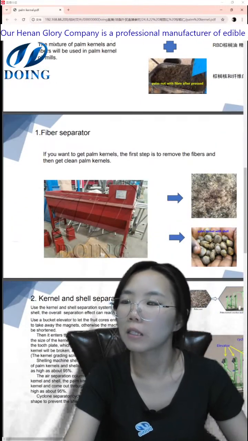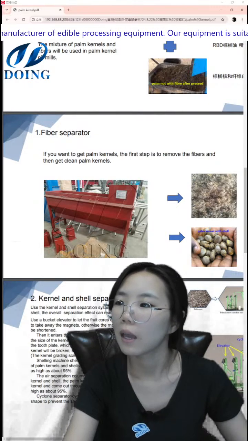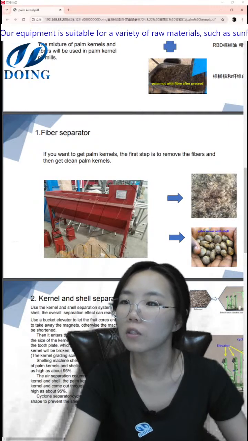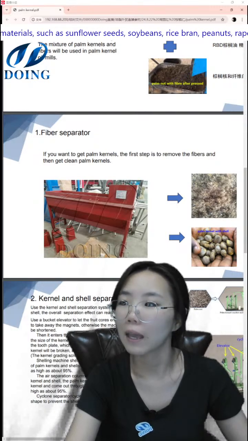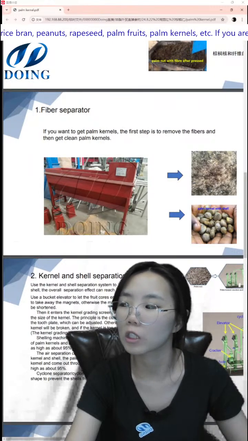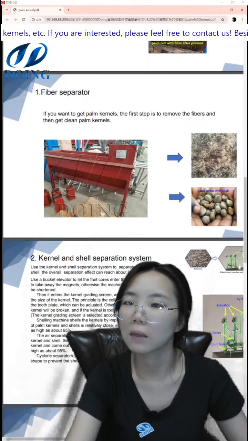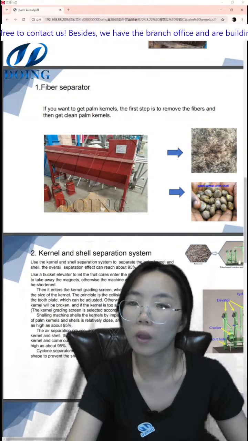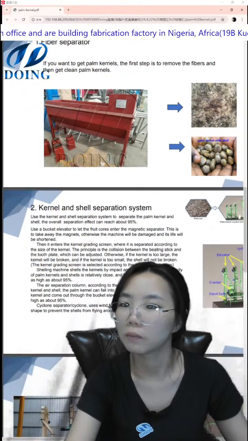In the complete production line, the first part is the fiber separator. If you want to get the palm kernel, the first step is to remove the fibers, and then get clean palm kernels. And we can see this is the machine. This machine is the fiber separator, and this is the fiber, and this is the palm kernel with a shell. We also call this palm nuts.